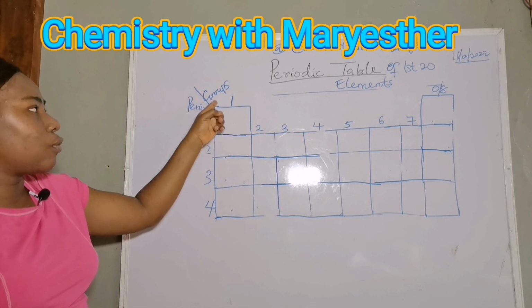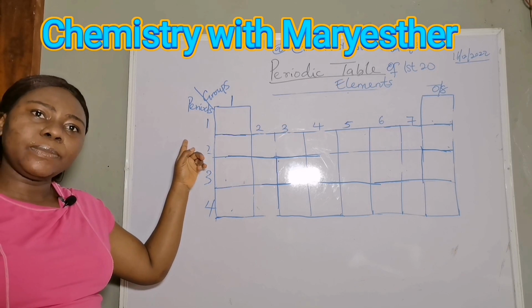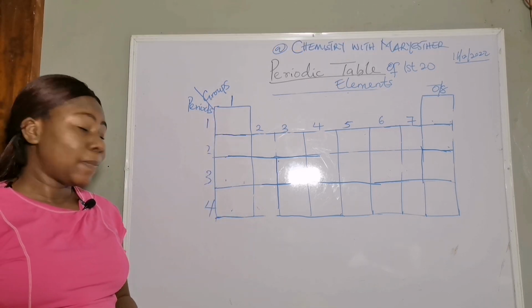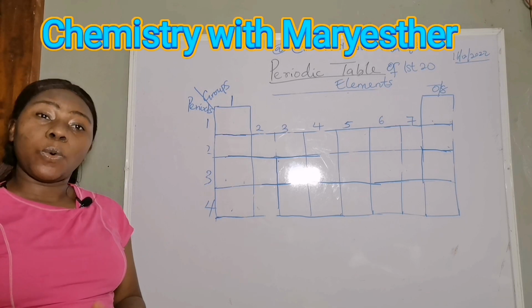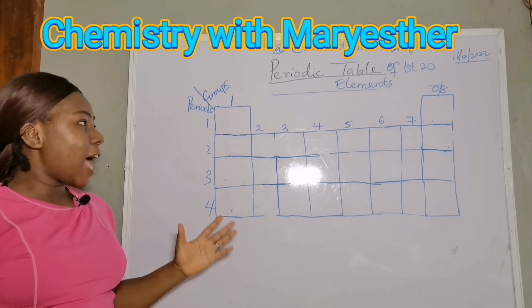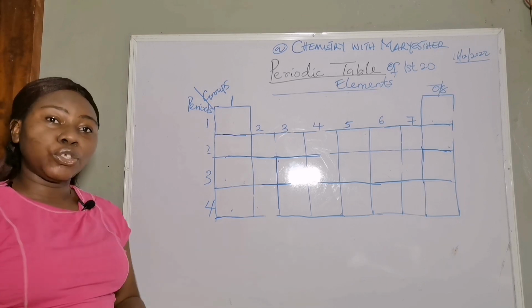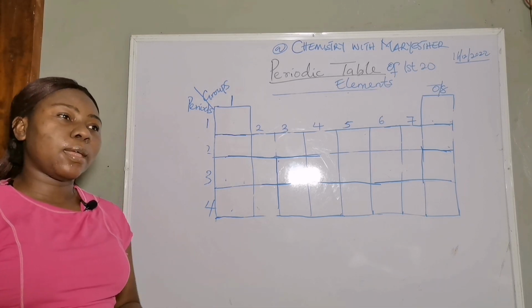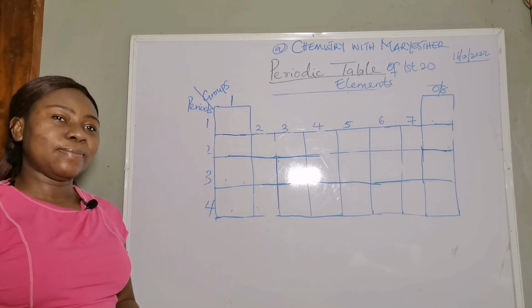you identify the groups and the periods. The groups are numbered from 0 to 7, while periods are numbered from 1 to 7. And you just draw a simple table showcasing them and you begin to represent the first 20 elements. Let's go from our previous knowledge.